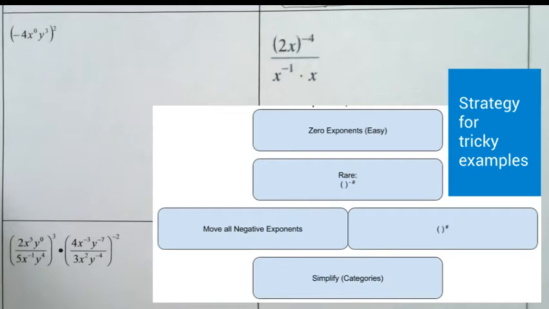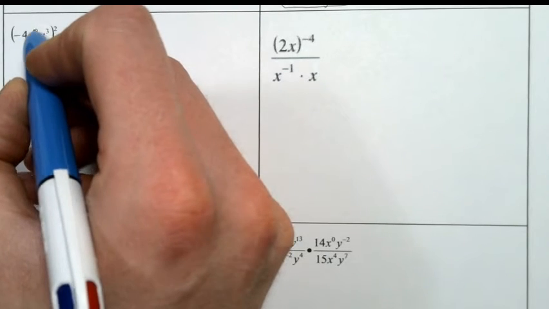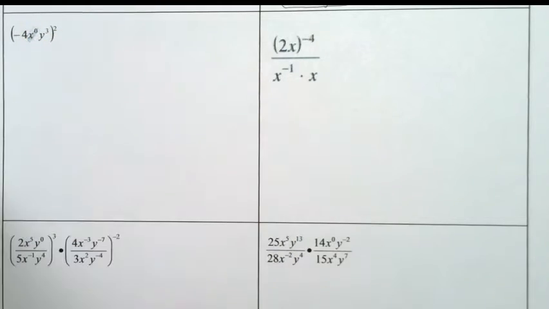Again, looking at the top of my list, I'm looking for any zero exponents because that's my favorite. Zero exponents, the 0 is attached to the x, so it disappears, turns into a 1.